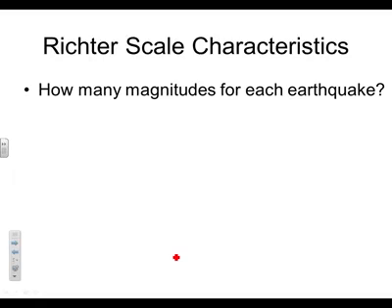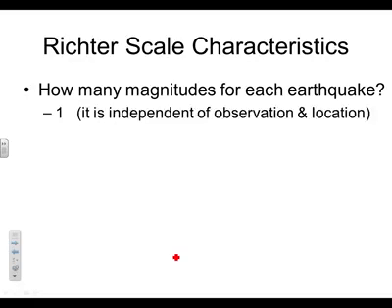So a few characteristics about the Richter scale. How many magnitudes does each earthquake have? It only has one. Remember, it's how much the ground moved or how much energy was released at the epicenter. So there is only going to be one magnitude for that. So if we say there's a magnitude 8.9 earthquake, that's what it was. No matter where you measured it around the world, you're going to get it to be an 8.9 earthquake. And I'll show you in the lab how you do that, and you get the same one.